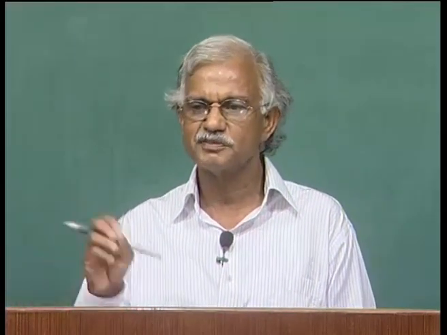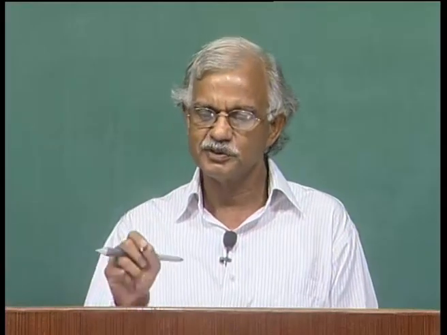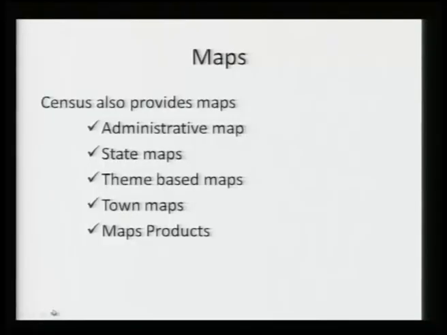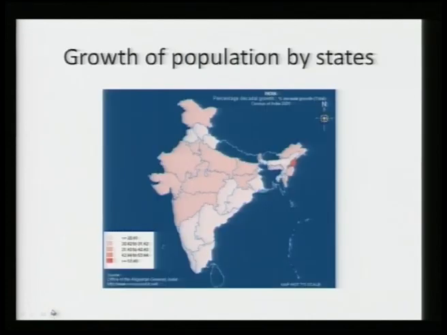Like in the study of mapping of high risk groups, we required detailed maps of districts, blocks and villages, so that we could exactly identify how many high risk groups there are and where they are located. So, census provides a lot of maps: administrative maps, state maps, theme based maps. They also develop theme based maps, meaning the map will show what is the position of literacy in different regions of the country, town maps and other map products.